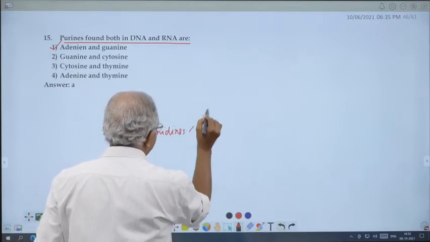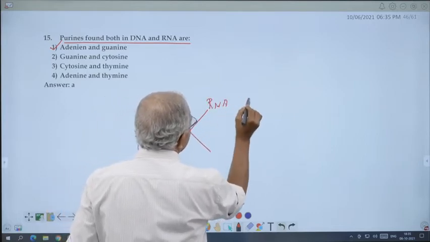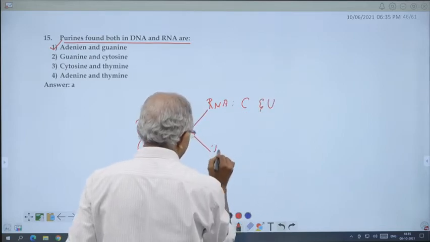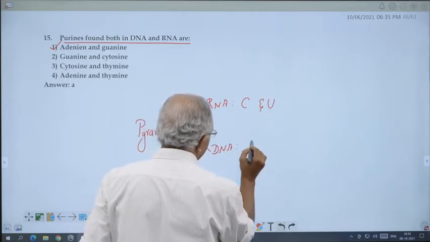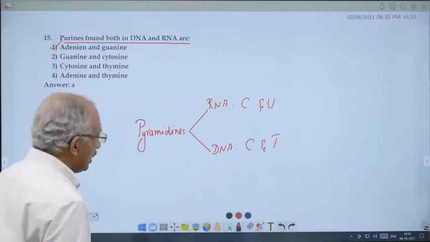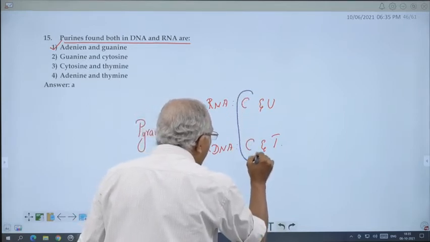Pyrimidines. In RNA: cytosine and uracil. In DNA: cytosine and thymine. So cytosine is the common pyrimidine.